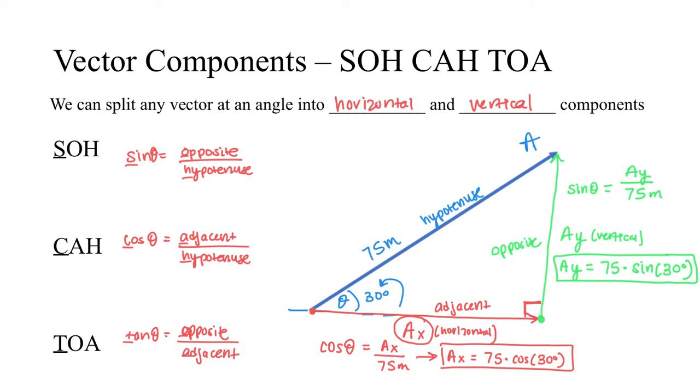So again, this is just an example. You'll be given the magnitude of the hypotenuse typically, right? And then you'll break that into components. You can use sine and cosine to help you do that.